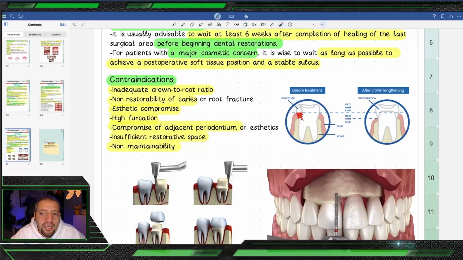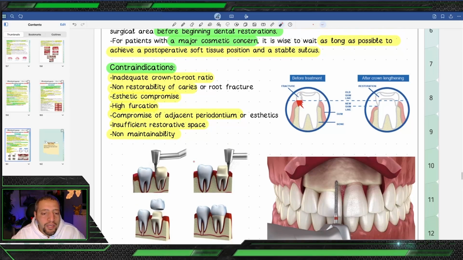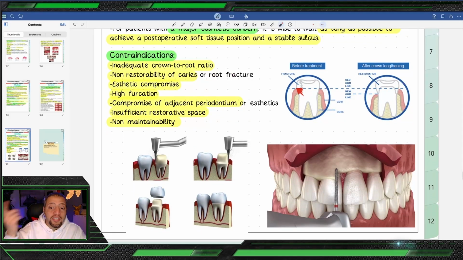Other contraindications: non-restorable caries which is very deep in the root, so you cannot fix it; esthetic compromise; high furcation and compromise of adjacent periodontium or esthetics; insufficient restorative space; or non-maintainability, which means your patient does not have pristine oral hygiene.